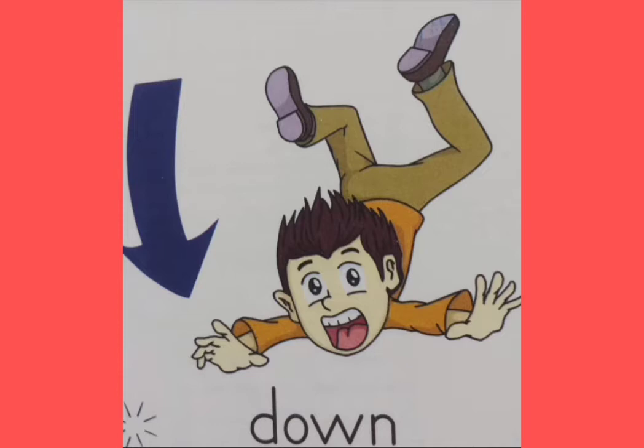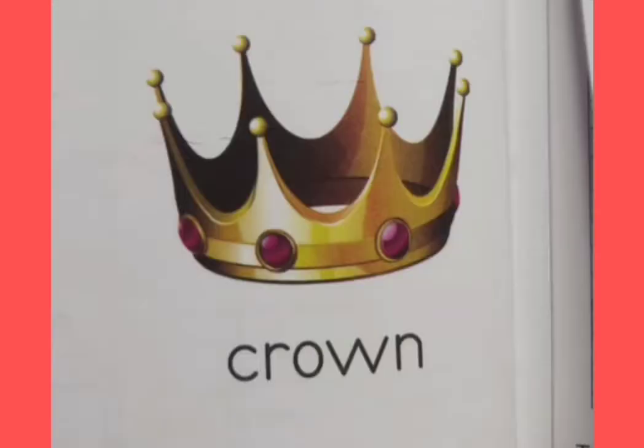The boy is falling down. The word is down. Down ka matlab hai niche. D O W N. The next image is crown. Crown is specially made for the king and the queens. Crown ka matlab hai mukut. Crown. C R O W N. Children, I hope you all have definitely tried learning these words and also practiced writing the same.